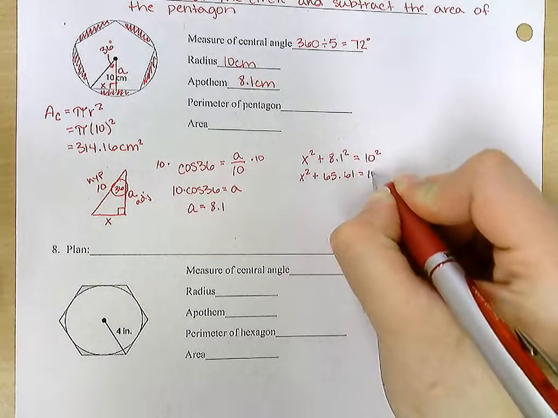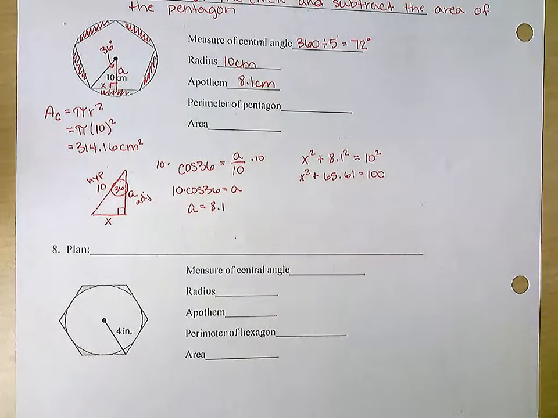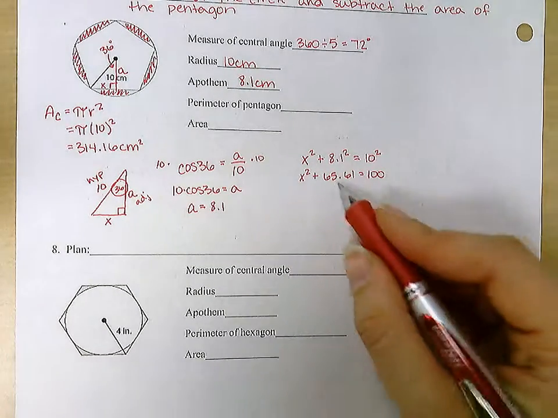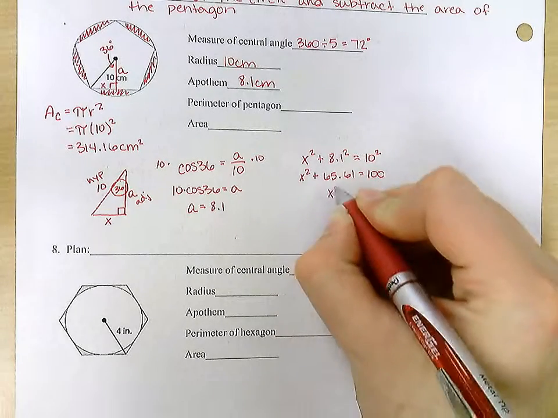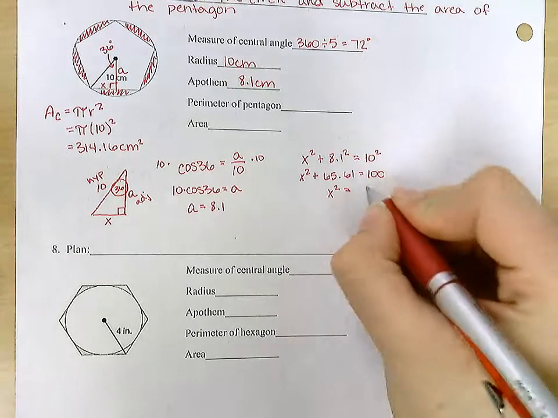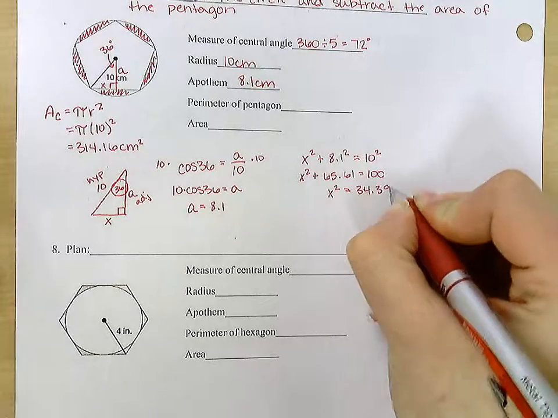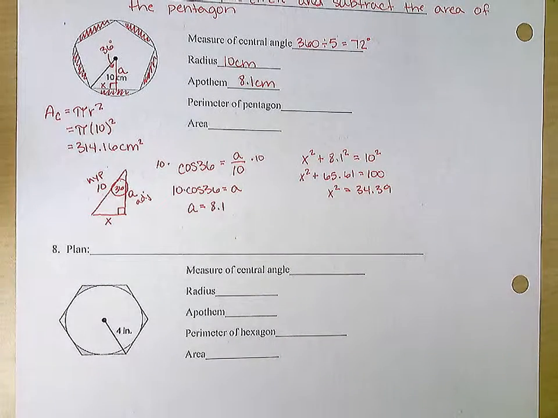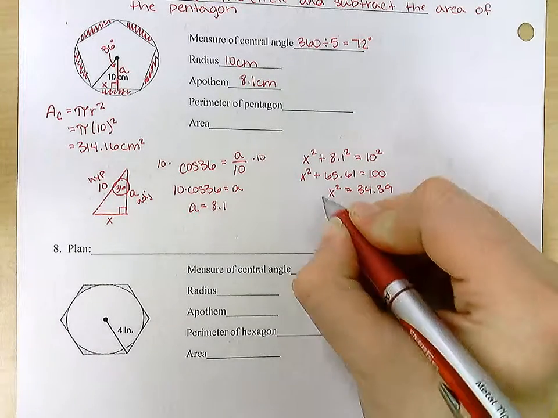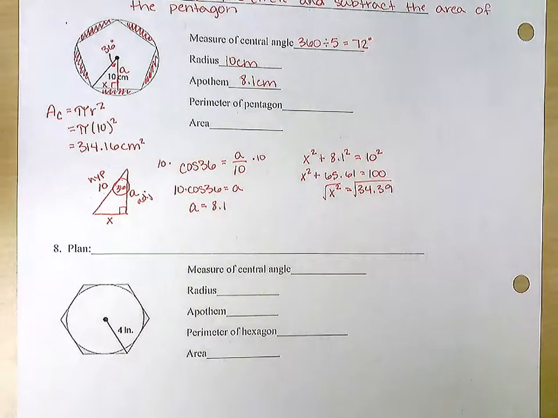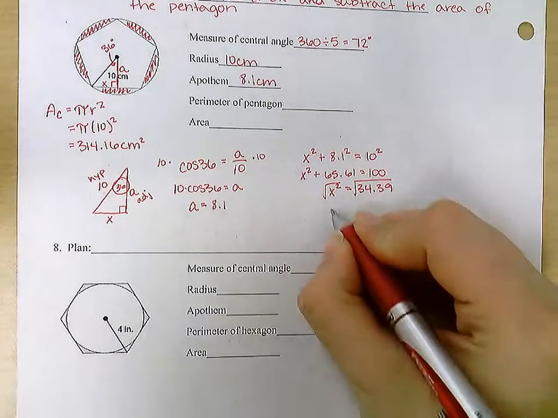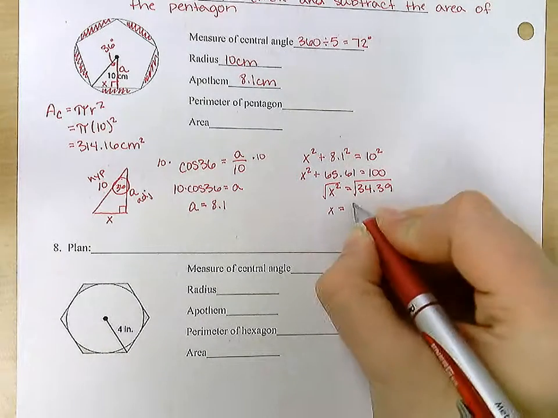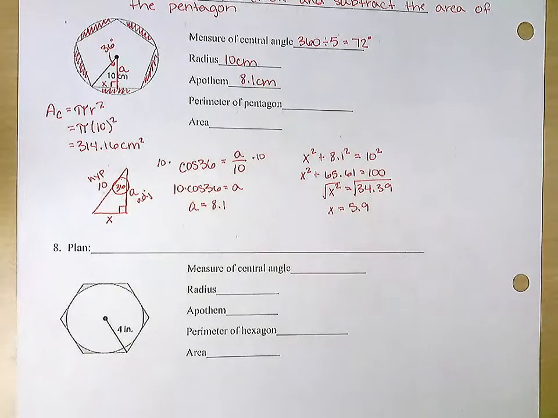So I have x squared plus 8.1 squared, which is 65.61, equals 10 squared, which is 100. Subtract 65.61 from both sides, so you get 34.39. And take the square root of both sides. And our x value is 5.9.